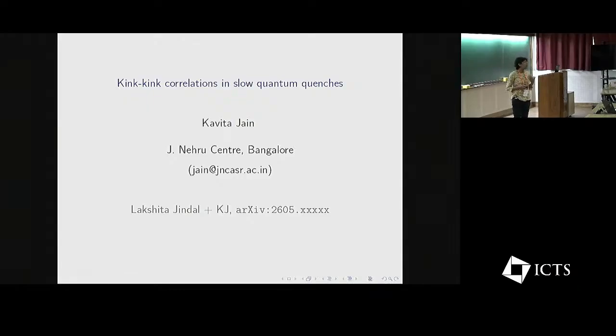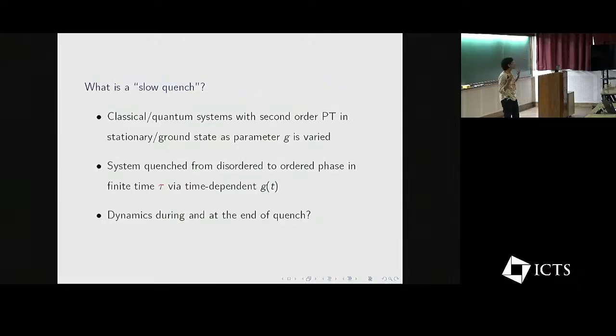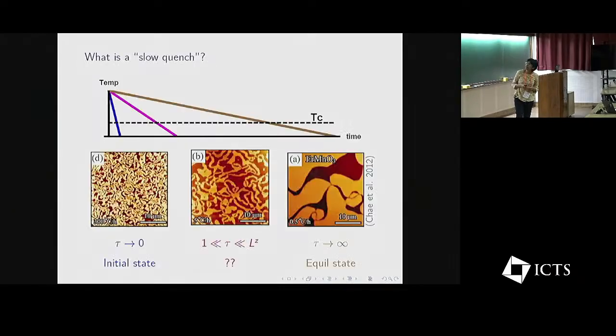So let me start by saying what a slow quench is. We're thinking of a classical or quantum system which has a second order phase transition in its stationary or ground state. And we ask, suppose we prepare a system in a disordered phase and it's quenched to, let's say, an ordered phase, but in a finite time tau. What you're used to is typically thinking of instantaneous quenches. This is a finite time quench. And then one is interested in asking questions about the dynamics during the quench process and at the end of the quench process. So let me give you a couple of specific concrete models.